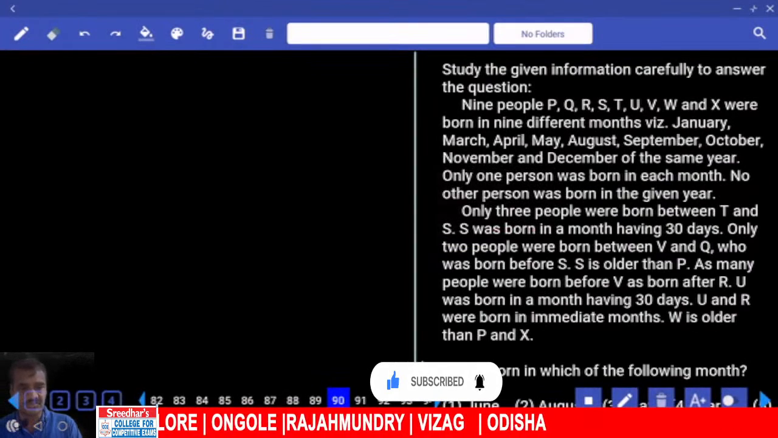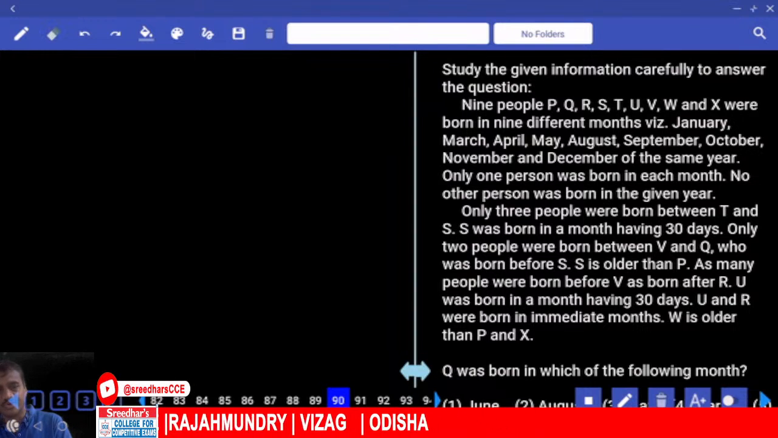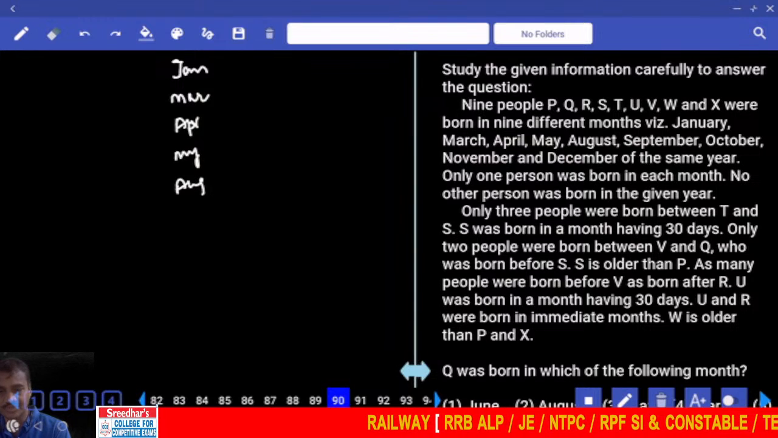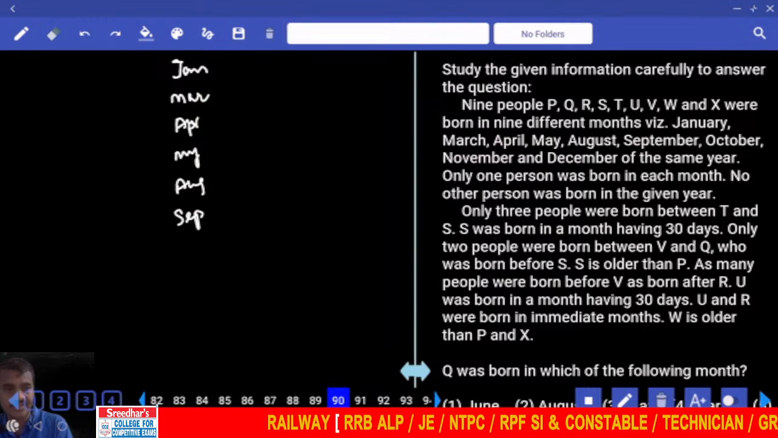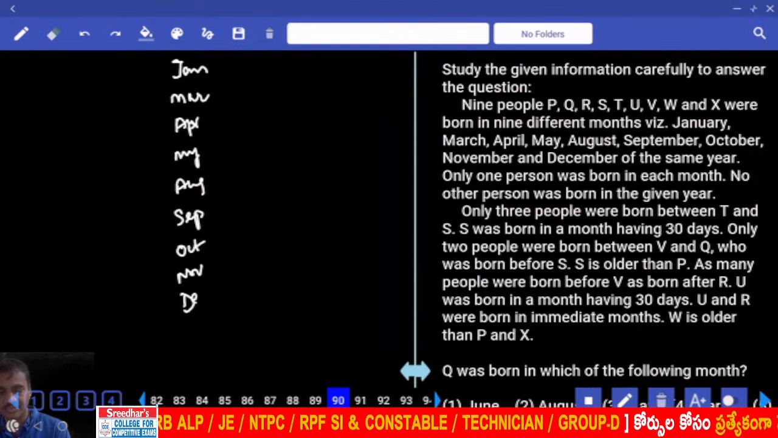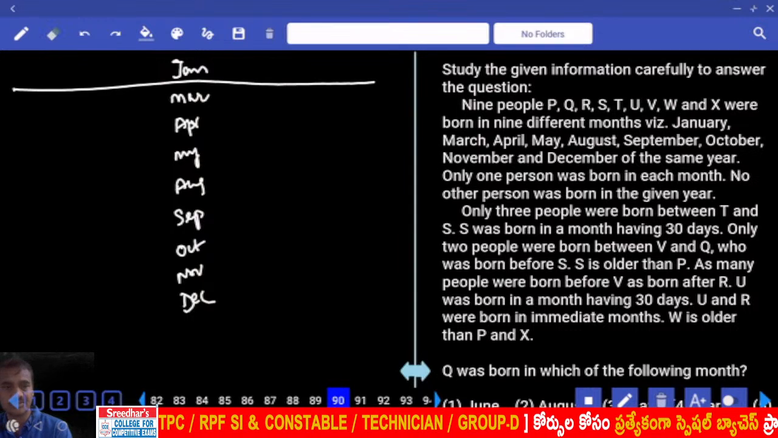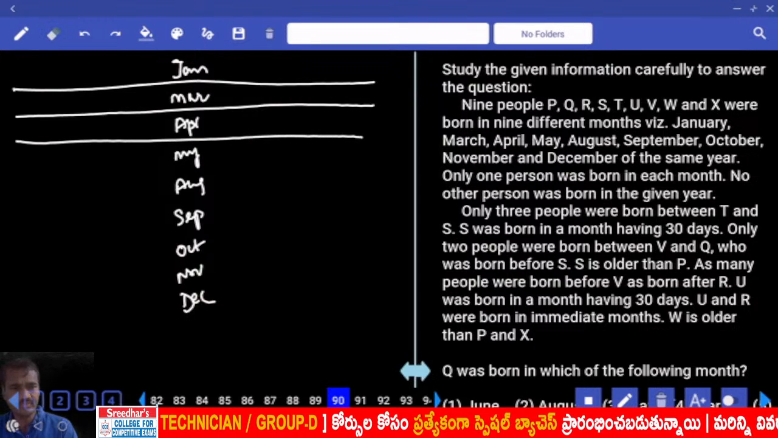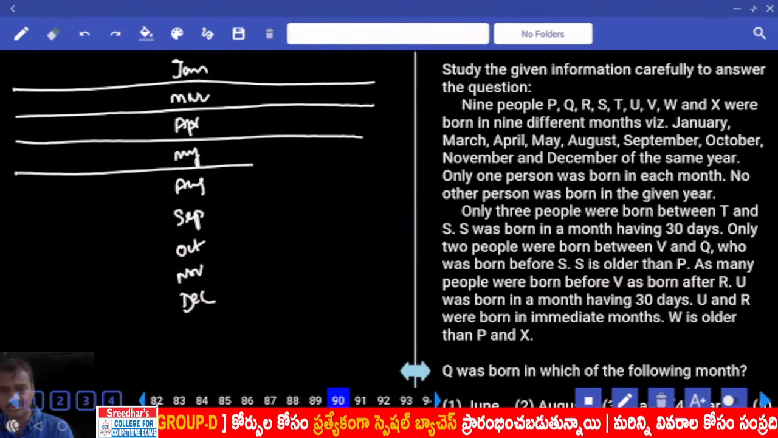And 9 persons, then 9 people were there. They were born in 9 different months. What are the months we have? The months are January, March, April, May, August, September, October, November, and December. Then how many are there? There are some 9 persons. 9 people stay on these 9 different floors. They were born in 9 different months.